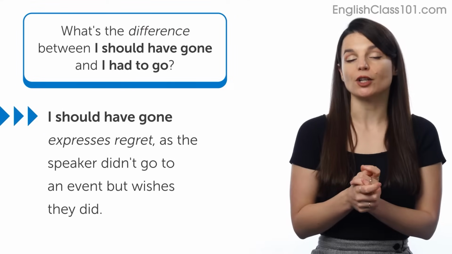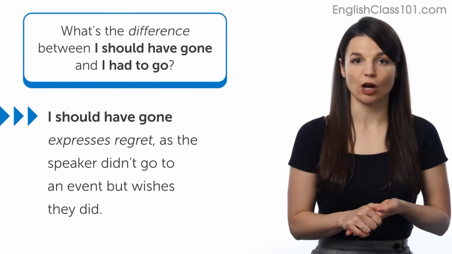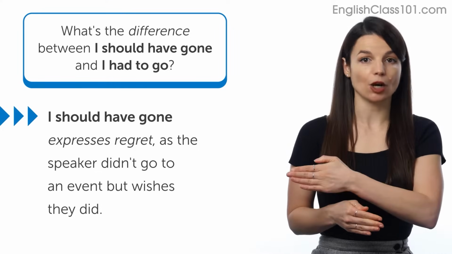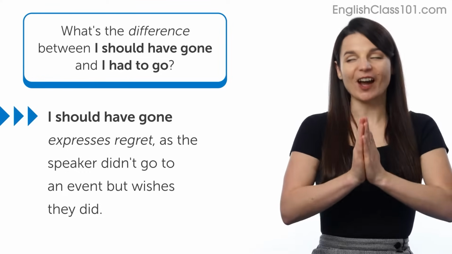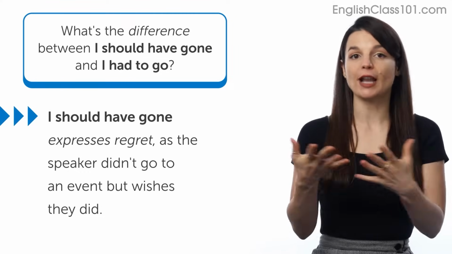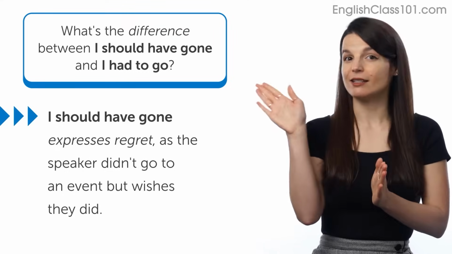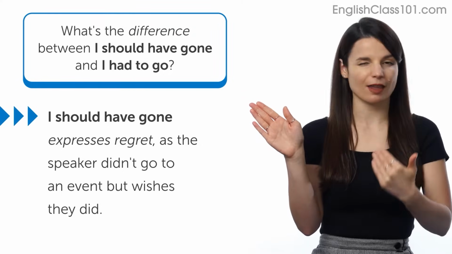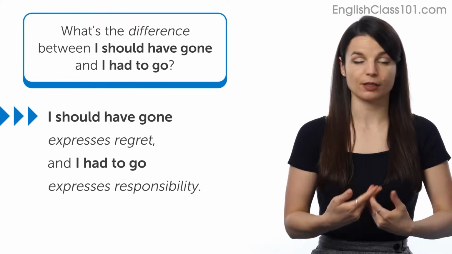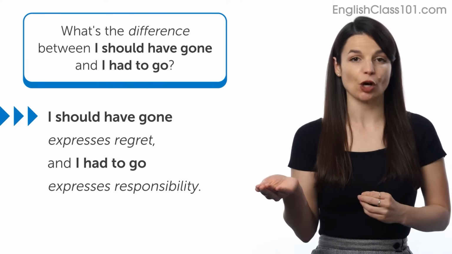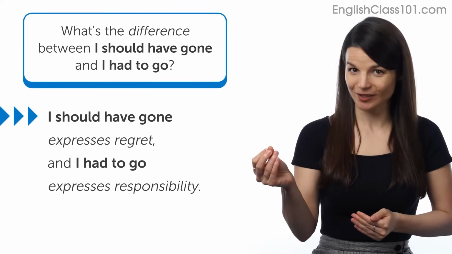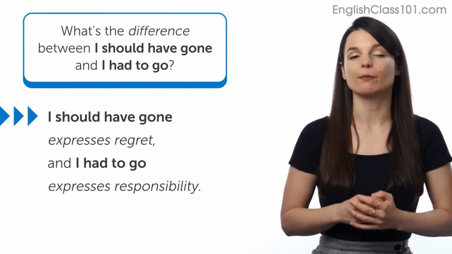Now, let's compare that to I should have gone. I should have gone. This sentence expresses regret. This sentence means I did not go to the event. But now that I think about it, I wish I had chosen differently. So this pattern, I should have done something, expresses that thing did not happen, but now that I think about it, I wish I had done that thing. So we're expressing regret with this. So this is the difference between I had to go and I should have gone. So one expresses responsibility for something you did do, and one expresses regret for something you did not do.